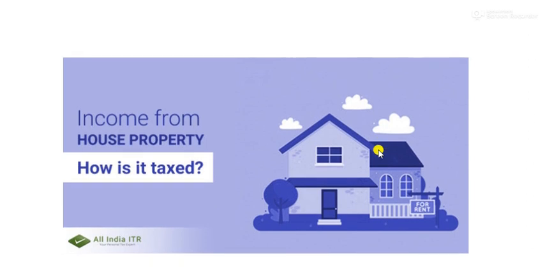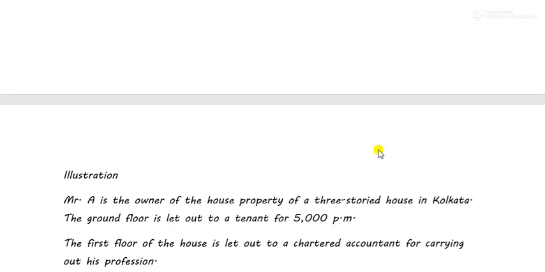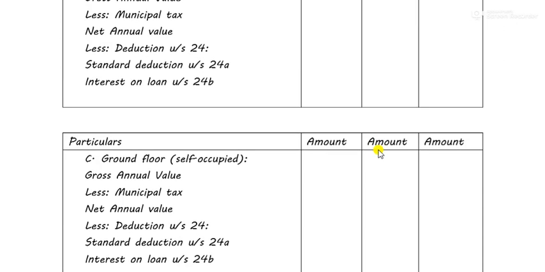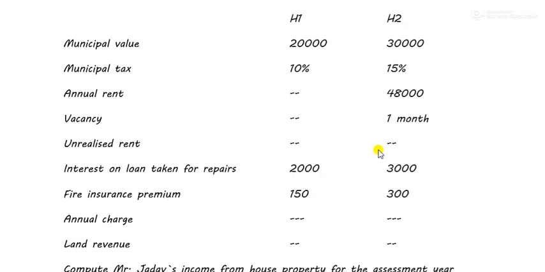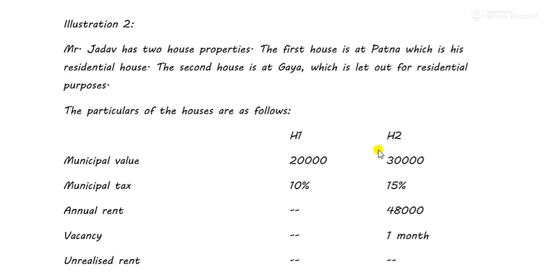We are almost at the end of the chapter income from house property now, and we were solving some of the illustrations in order to clear your concept. In the last class, in the illustration that we did, a mistake was made. So in this class, we'll solve one more illustration, and first, we'll correct the mistake.